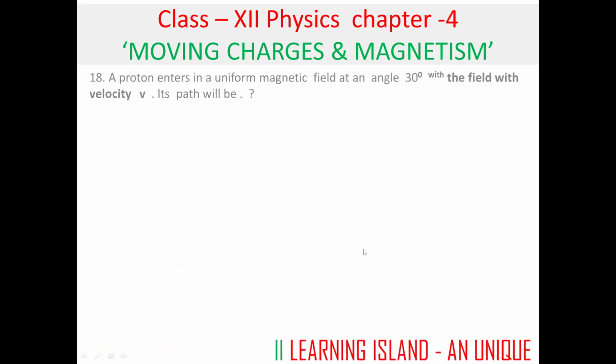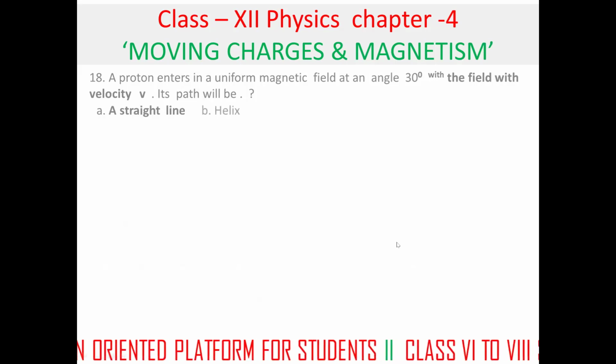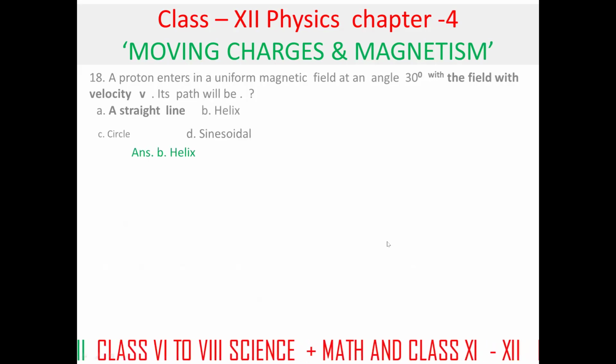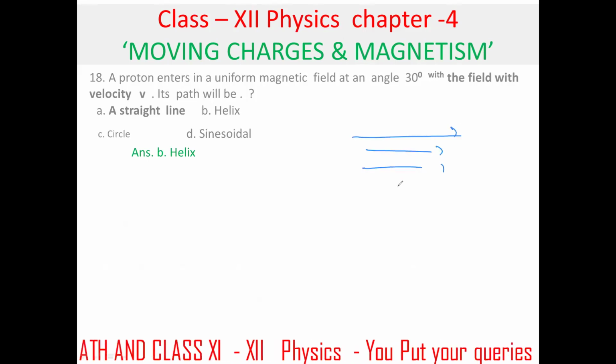A proton enters a uniform magnetic field at an angle of 30 degrees with the field with velocity v. Its path will be a helix. Whenever electrons or protons enter a uniform magnetic field with velocity at an angle or in a perpendicular direction: if a proton enters the magnetic field perpendicular, then the path will be circular. If it enters at an angle, then the path becomes helical. Okay, so it is a theory question, so go through this theory. I'm not going into the theory part. Let us go to the next question.